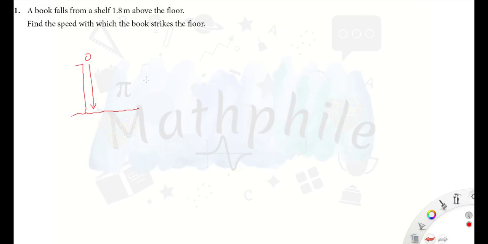Now let's set up a Suvat with this one. Now we know what the distance is. It was given to us, it's very clear. The distance is 1.8 meters. What of the acceleration? Acceleration will be 10 meters per second squared.